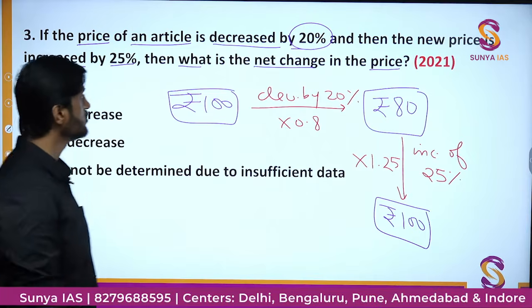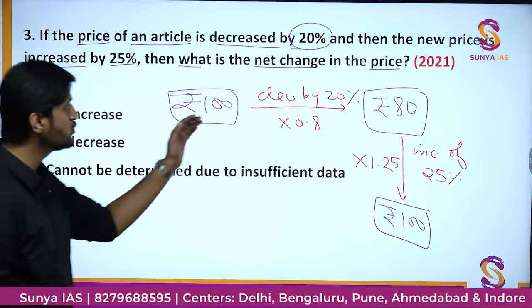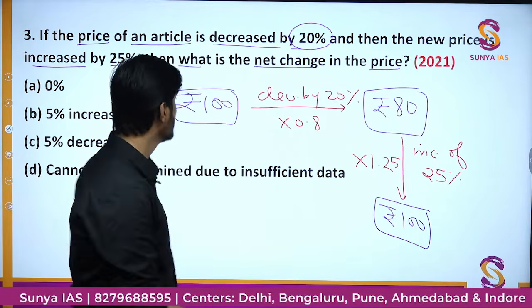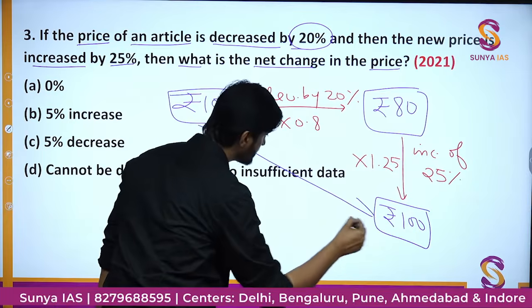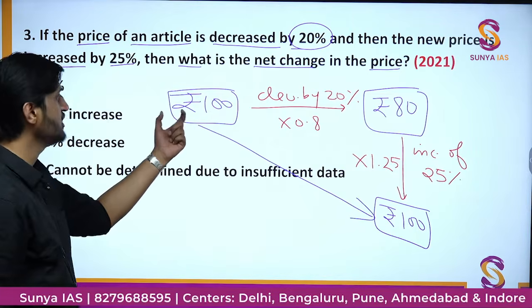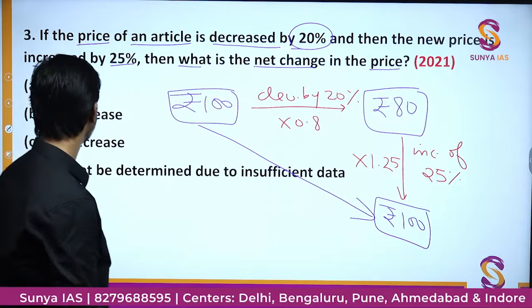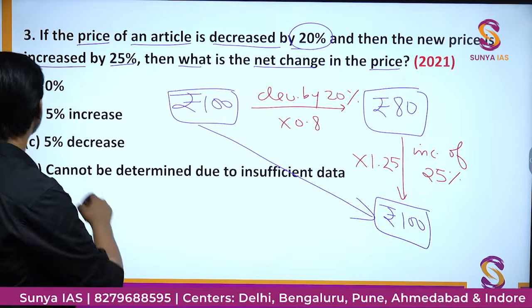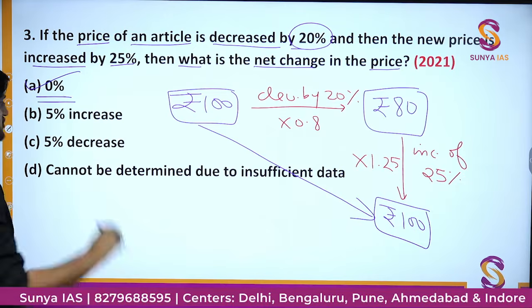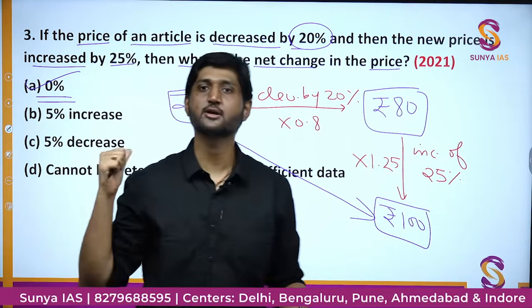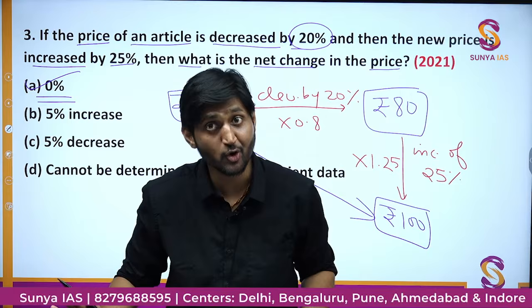Right? So what is the net change in the price in the two decreases and then increases? The net remains the same. Here initially 100 rupees, finally we also have 100 rupees. Therefore we can say that the net change in price is 0%. That is, option number A is going to be the correct option in this case. Okay, so I hope this one was clear to you.